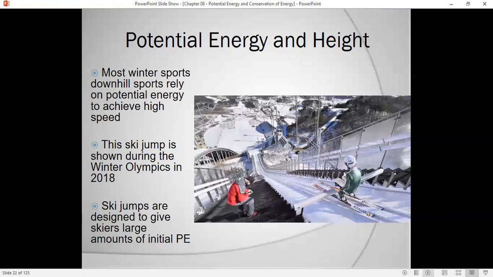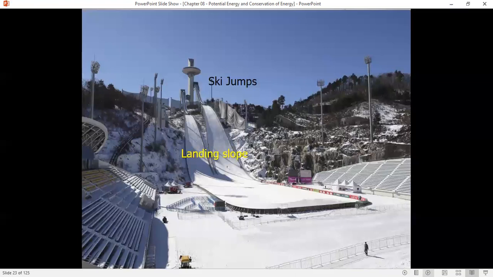Now, this ski jump was used during the 2018 Olympics. I can't remember where they were located, but you can see this is obviously not during a competition because there's nobody in the stands. But the whole idea of a ski jump is to give the skier a large amount of initial potential energy so that once they go off the ramp, that potential energy has become kinetic energy. They can go as far as they're able. Okay, they basically become a projectile. And here you can see the top of the ski slope. That's where we were looking down. And then you can see the slope where they're going to land.